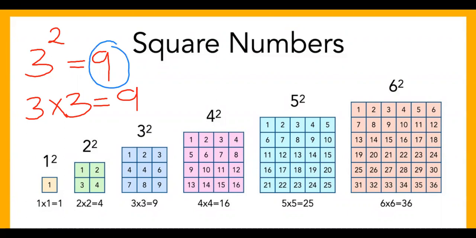So you do the same thing for all the numbers. That's how you find a square number. Just take a number and raise it to the power 2. Or just take a number and multiply it by itself.